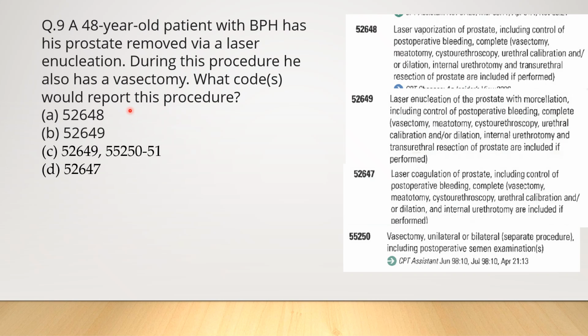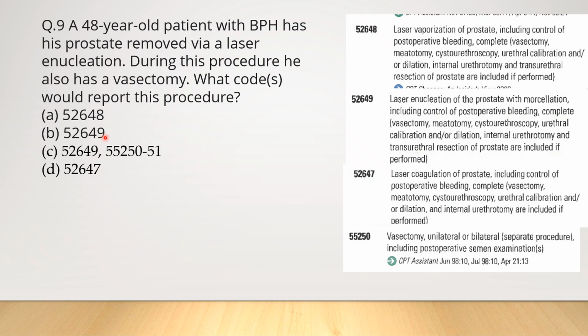Now the next question is, a 48-year-old patient with BPH has his prostate removed via laser enucleation. During this procedure, he also has a vasectomy. What code would report this procedure? Now I have taken this question, though it is not from this chapter, because it is related to the prostate. Now if you see the codes, 52648 talks about laser vaporization of the prostate, 52649 talks about laser enucleation of the prostate, and 52647 talks about laser coagulation of the prostate. So we will require a code for the laser enucleation.